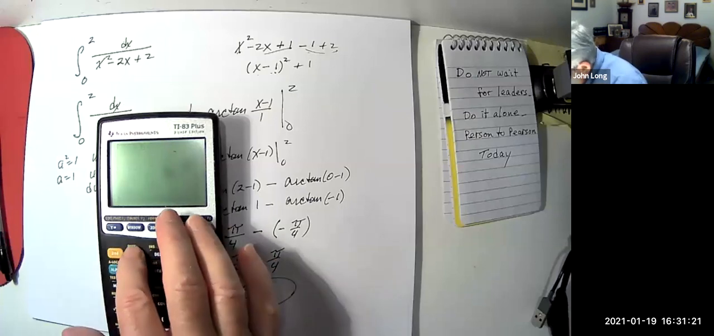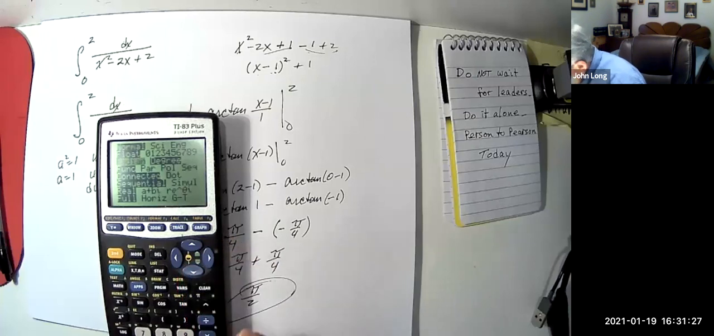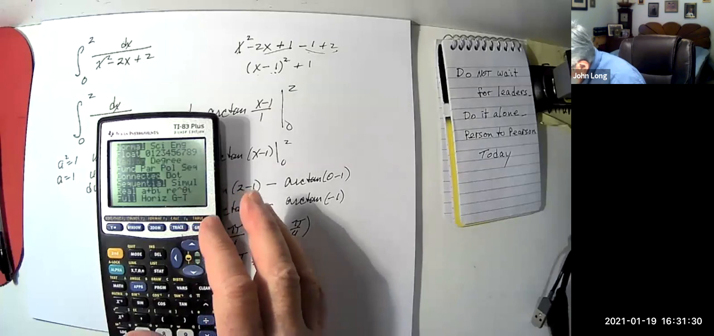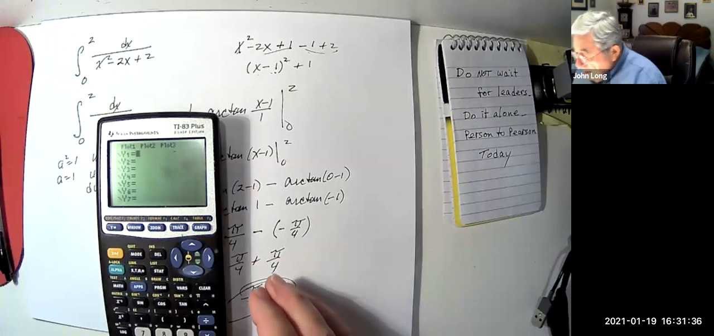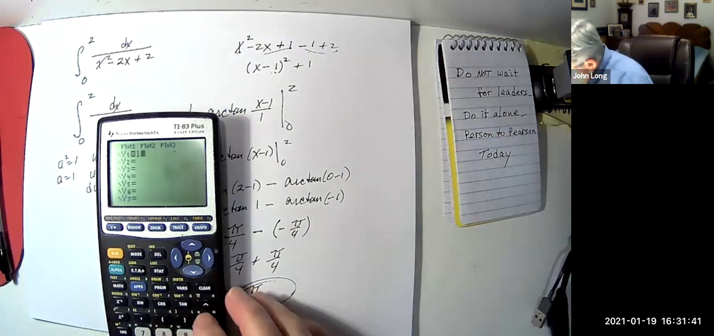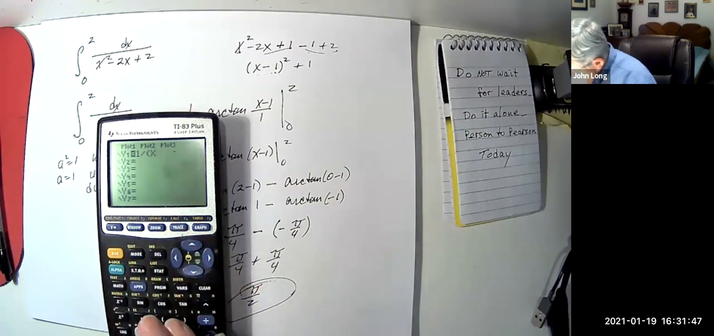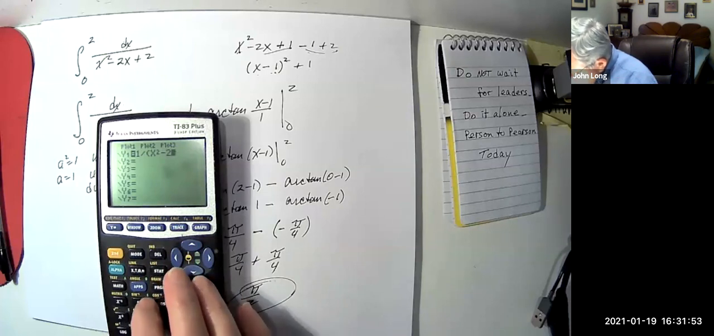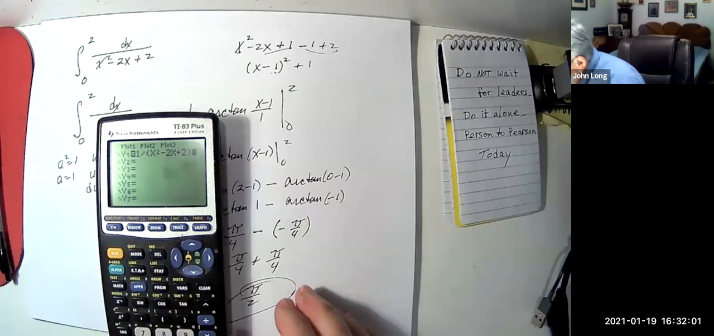Let's see, what mode am I in? I need to be in radian mode when you start doing integration. But anyway, I'm in function mode, and that's what I really want it to be in. So y equals, and I need to enter my function here, which is 1 divided by parentheses x squared minus 2x plus 2, close parentheses.